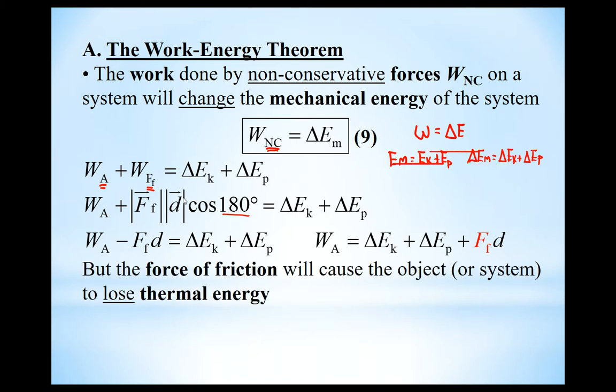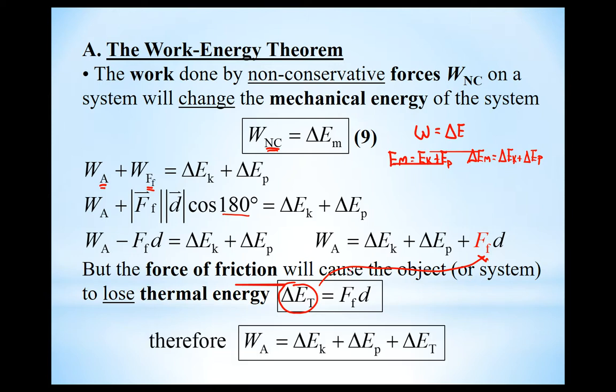It turns out, though, that term, FF times D, if you have a force of friction acting on an object over a specific distance, that is going to cause your object or your system to lose thermal energy. So that term, FF times D, force of friction over a certain distance, causes my thermal energy to change. And we're going to represent thermal energy with ET. Therefore, I'm going to sub that into the above equation. So I'm going to take this delta ET here, and I'm just going to plug it in right there.